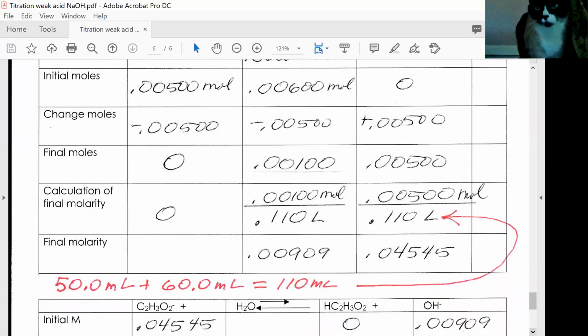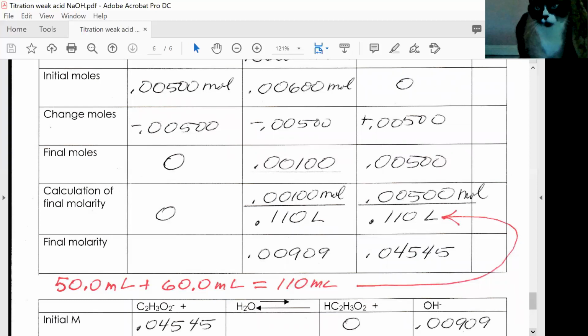Keep in mind that the volumes are additive. 50 milliliters plus 60 milliliters, you get 110 milliliters. So for your final molarity of the hydroxide, you should have gotten 0.00909. For acetate, 0.04545.